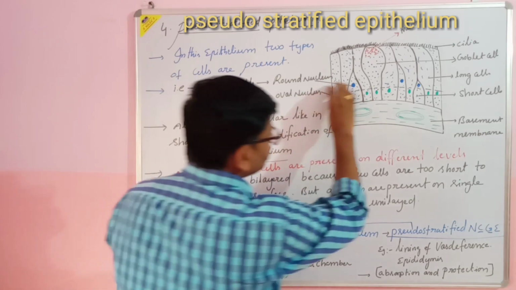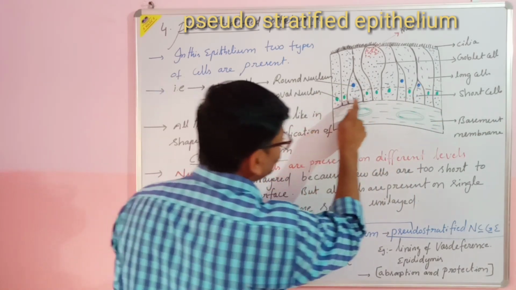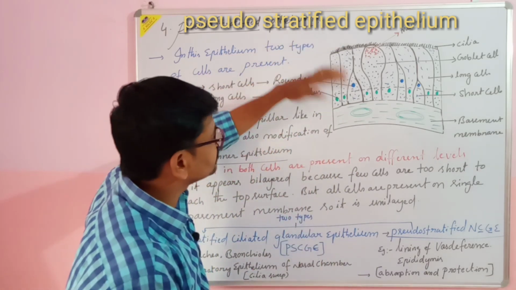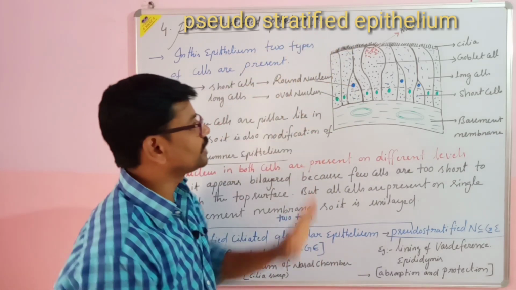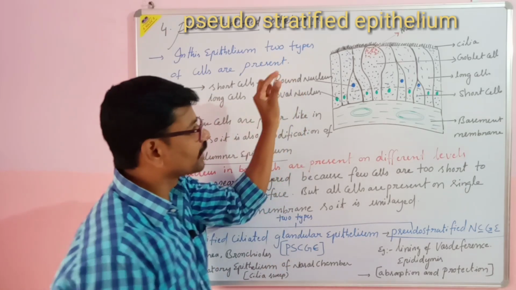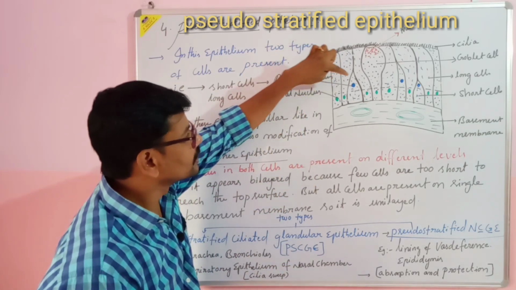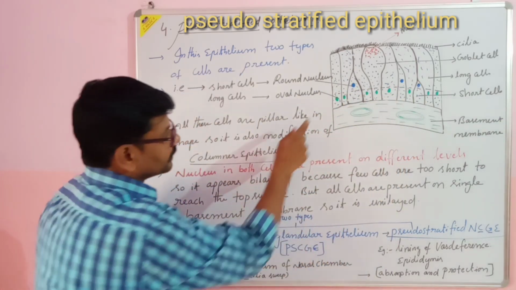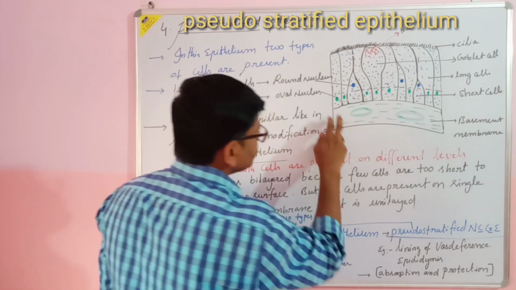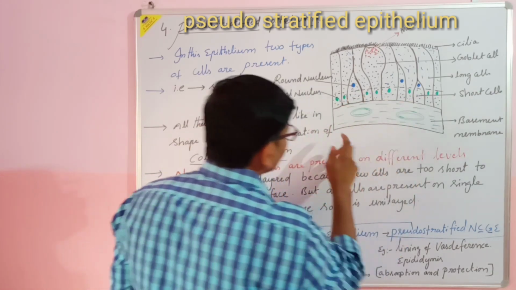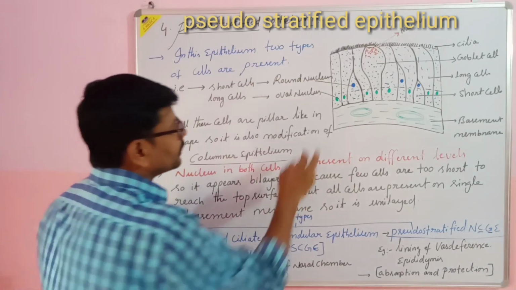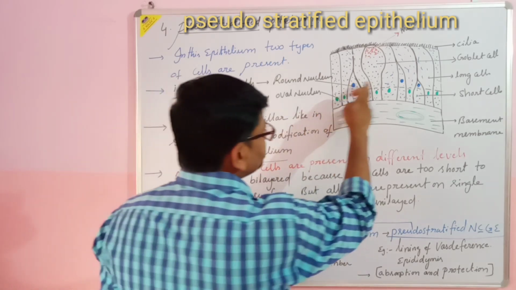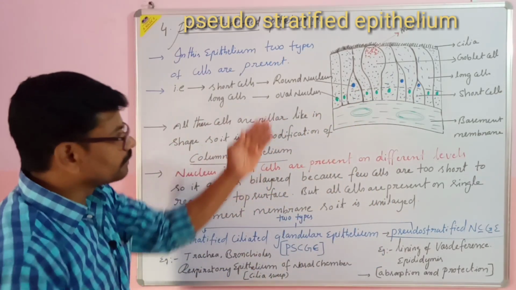That means all the cells present in the epithelium settle on the basement membrane. But some cells reach the apical surface and some cells do not, because of the length of the cell. Some cells are long, some cells are short. At the same time, the nucleus position is also different. The nucleus in the long cells is present in the base of the cell and is oval in shape. But the nucleus in the short cells is round in shape and is present in the top of the cells. This is the main reason.